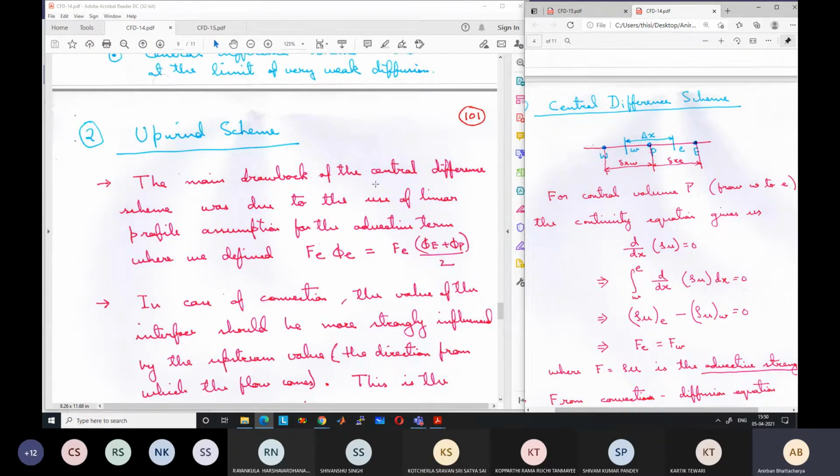The main drawback of the central difference scheme was due to the use of linear profile assumption for the advective term, where we defined Fe phi E as Fe times (phi capital E plus phi capital P) by 2.